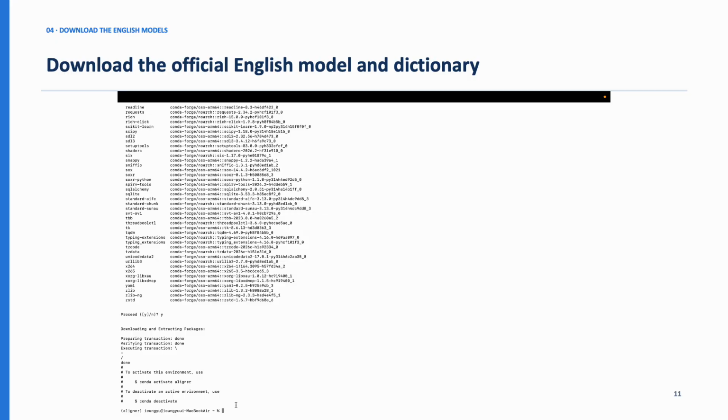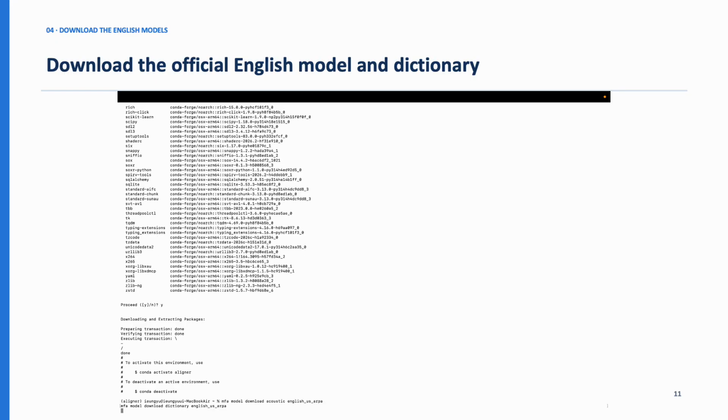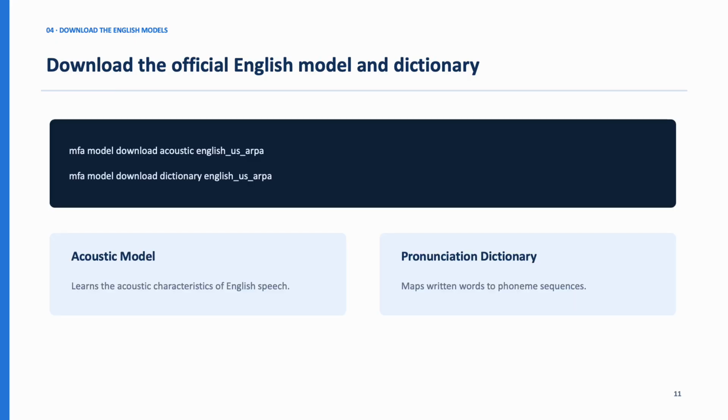The first step says that we need to download the models for English speech. So we will download both the acoustic model and the dictionary. Simply copy and paste the commands into the terminal. While the models are downloading, let me briefly explain what they do. The acoustic model contains information about the characteristics of English speech. The dictionary is the pronunciation dictionary that converts words into phoneme sequences. MFA uses both of these to connect speech with text.